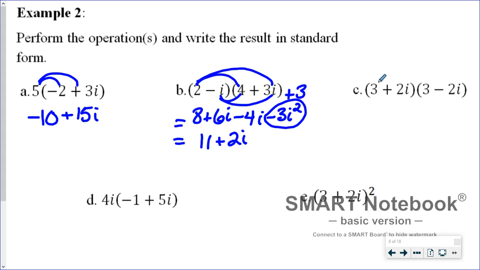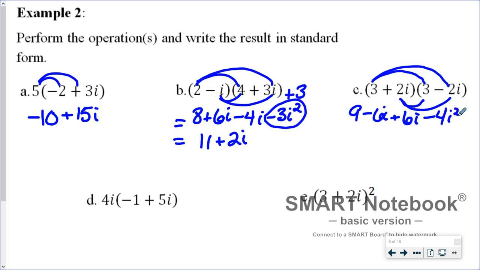All right, so let's take a look at these. Again, here we can just go ahead and distribute. So first I will get 9 minus 6i. Then I distribute here, and we will get plus 6i minus 4i squared. Again, i squared is negative 1. Negative 4 times negative 1 is really positive 4. Of course, my minus 6i and plus 6i cancel out here. So 9 plus 4 is just 13.